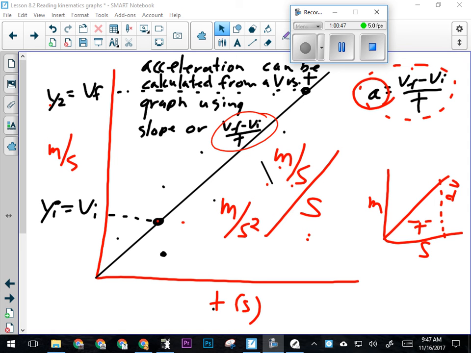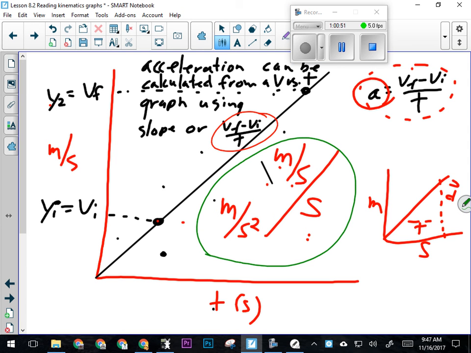Okay, this whole thing here that I'm going to circle in green, that's the meters per second squared. Remember, when I calculate the slope of this line, I'm dividing meters per second by seconds and getting the rate of acceleration in meters per second, which we always just write as meters per second squared because it's faster.